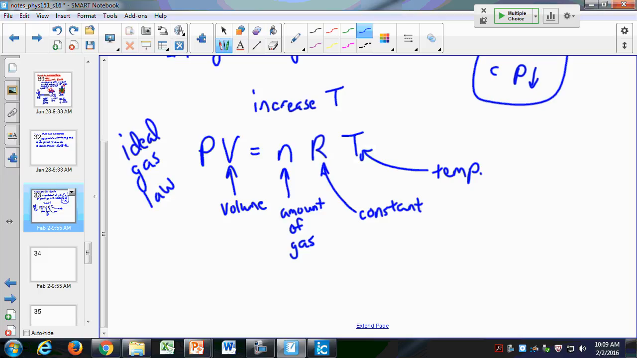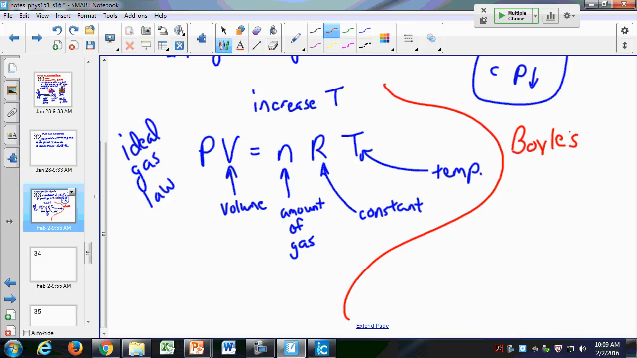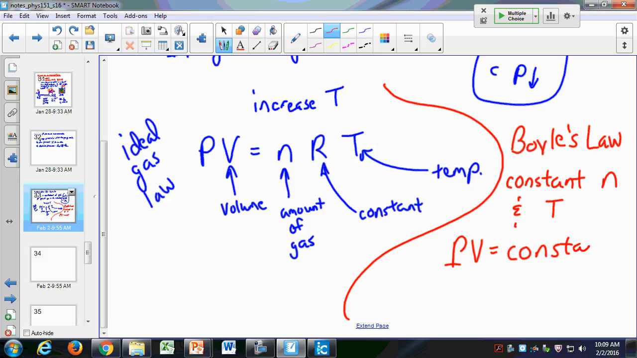There is a special case of the ideal gas law called Boyle's law. They talked about this in your book. The ideal gas law was actually a collection of laws brought together. Boyle's law assumes a constant temperature, or constant N and T: a constant amount of gas, that's N, and a constant temperature. So basically Boyle's law says that pressure times volume is equal to a constant value. We'll see this a little later in the second part of the chapter, but you use this every day.